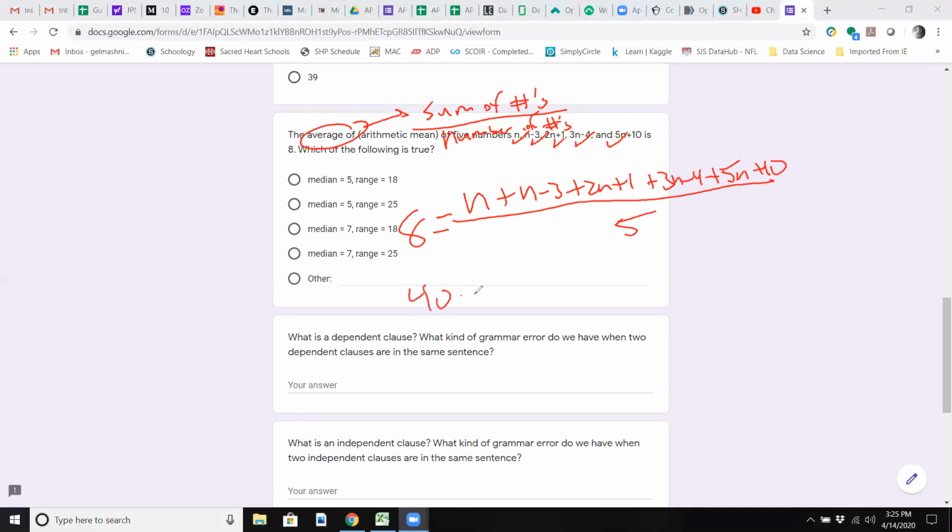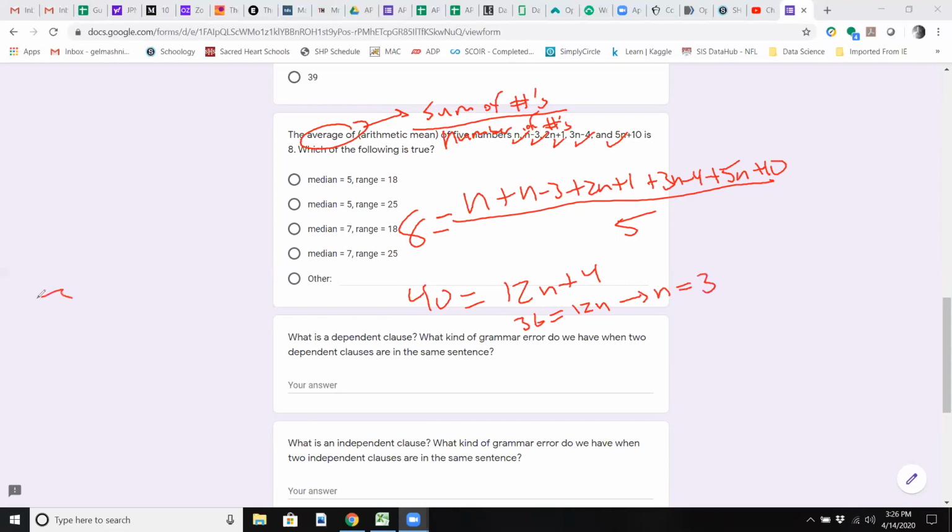Cross multiply, 40 equals, and then you combine all these n's here. Goodness, that's 12n. That's minus 2, plus 4, I think. So 36 equals 12n. Make sure I did this correctly. Give me a sec here. Really easy to make a careless mistake. Yeah, I think I did it right. So n is 3.